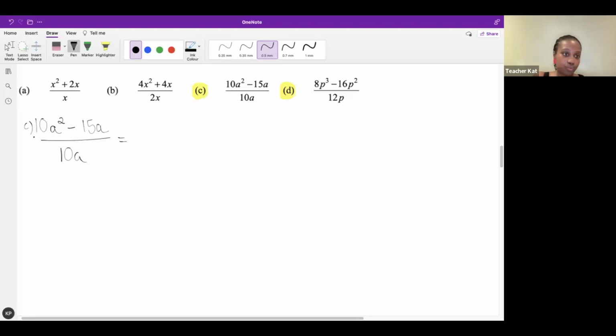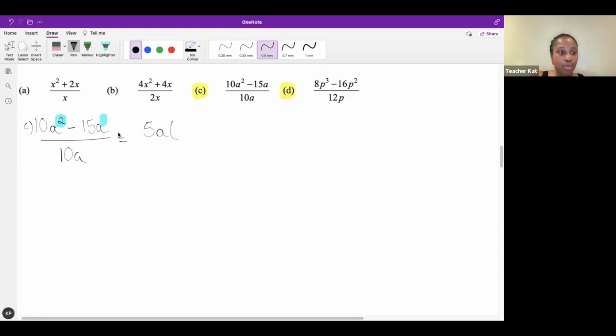Now let's look. I have a 10 and a 15 in the numerator. What is my common factor for those two numbers? It's a 5. Now, I have an a squared, meaning 2 a's, and just 1 a over here. So how many a's can I factor out? If I have 2 on one term, but only 1 on another, that means I can only take out 1.